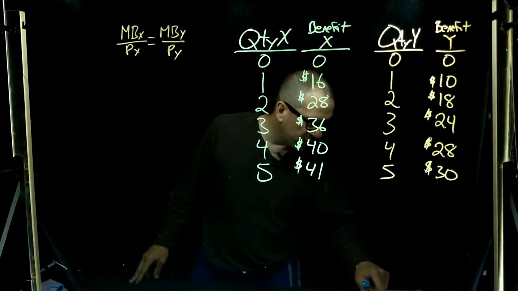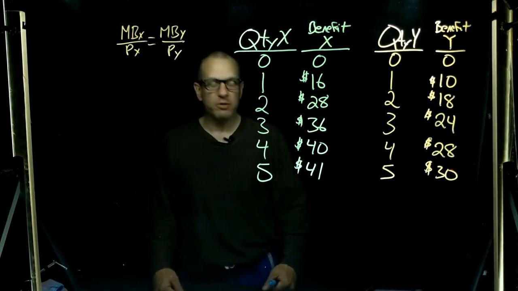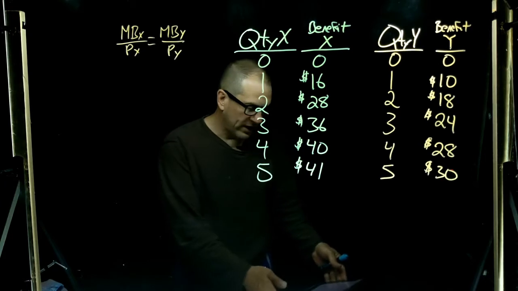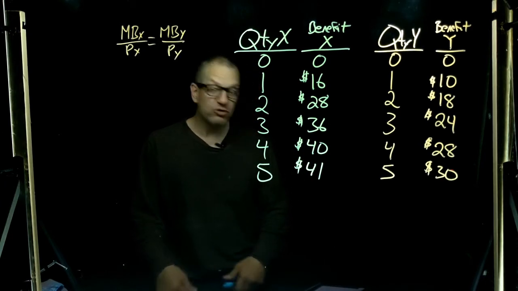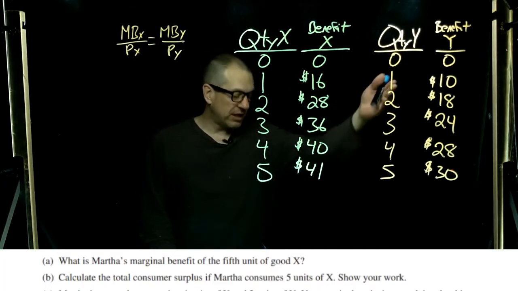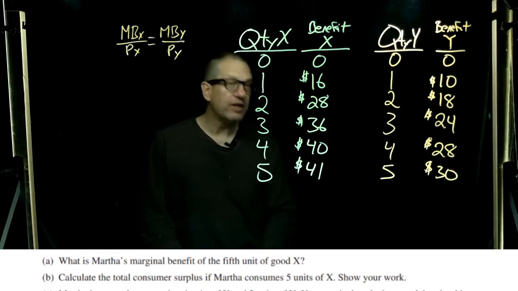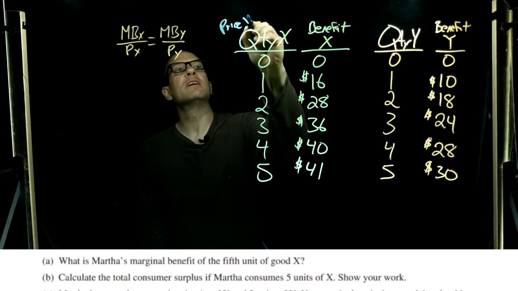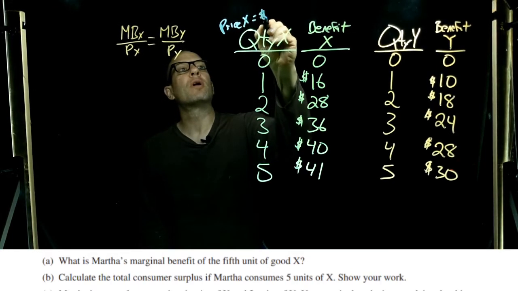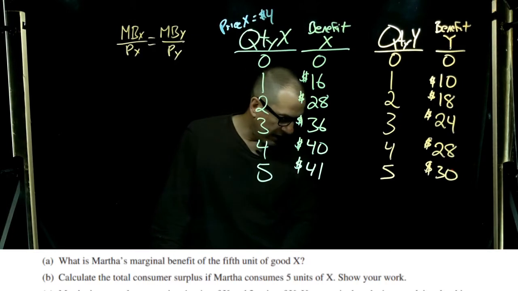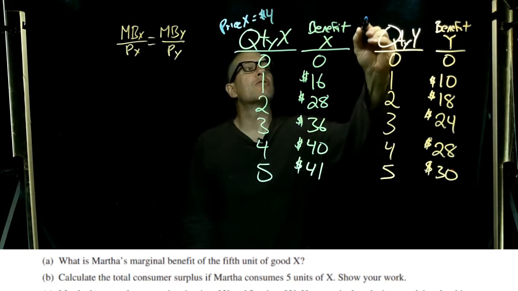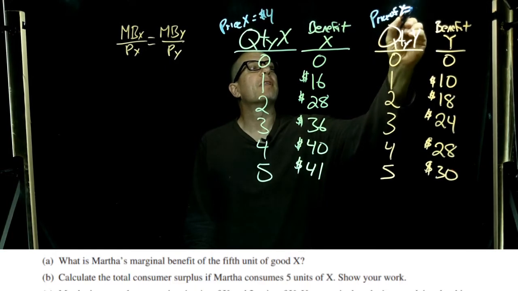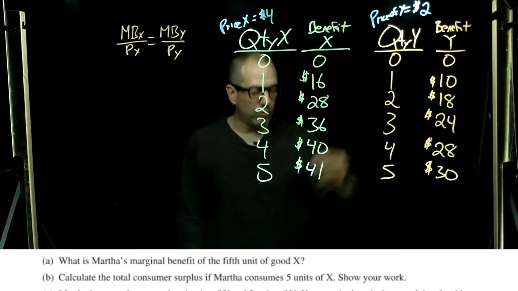Okay, this is from 2016, question number 2, and it says Martha has a fixed budget of $20 and she spends it all on two goods, good X and good Y. The price of good X is $4. All right, so I'm going to put that here, just a little note. Price of X equals 4 beans. And then the price of good Y is $2. So price of Y is 2 beans.